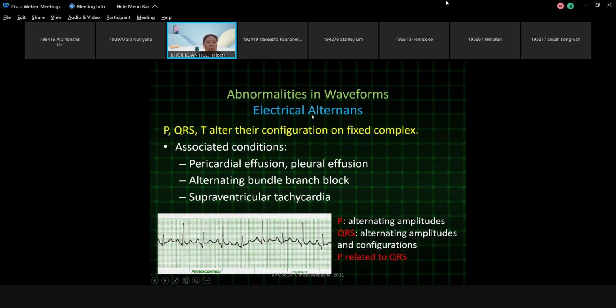So if you see electrical alternans, it's due to pericardial effusion, pleural effusion, alternating bundle branch block, or maybe it could be associated with supraventricular tachycardia. But often if you see this, you think about pericardial effusion and pleural effusion.